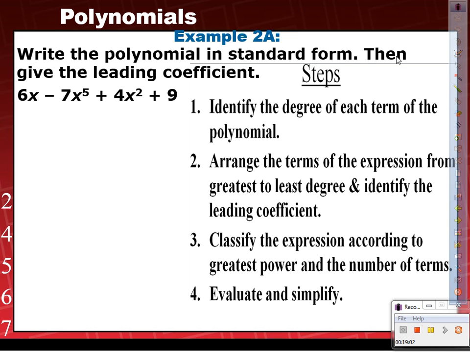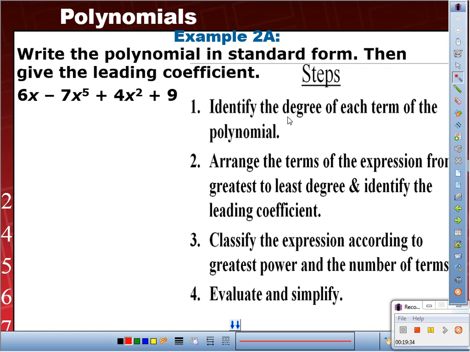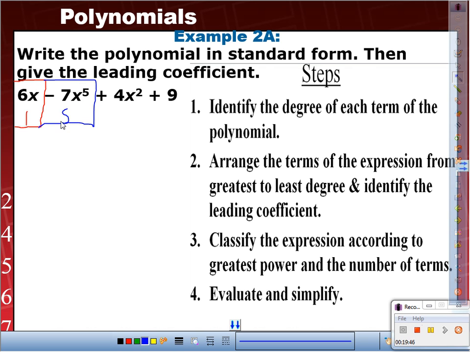Step 1 says identify the degree of each term. Look up please. I'm going to start with this one. What is the degree of that one? 1. Okay. From there I'm going to go to the next one. What is the degree of that one? 5. Okay, so far so good. From there I go to the next one. What is the degree of that one? 2. And then the last one does not have a variable, so it's to the 0. Are we there so far? Okay, that was step 1.